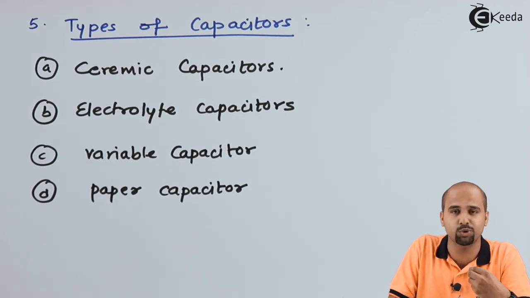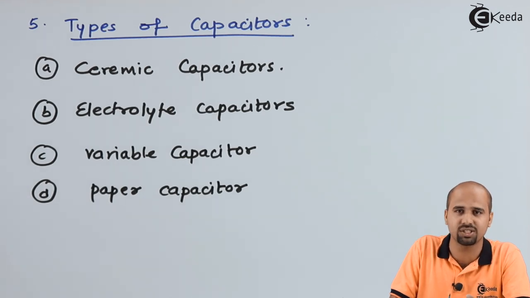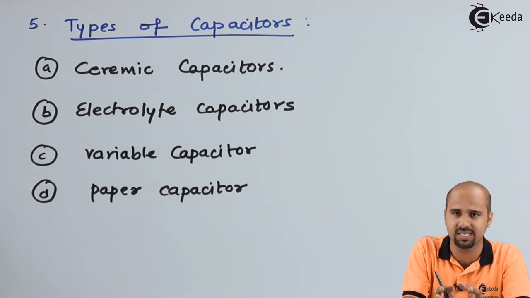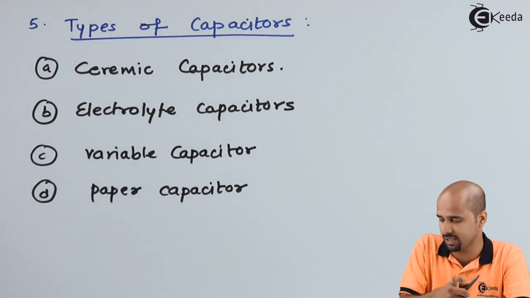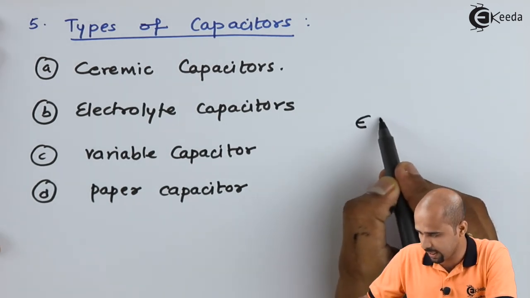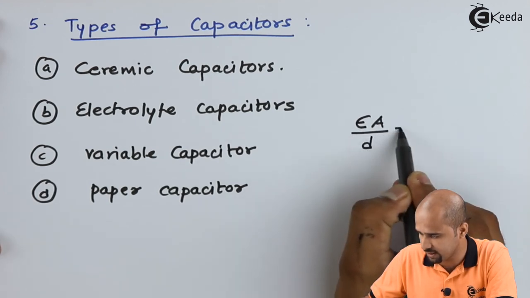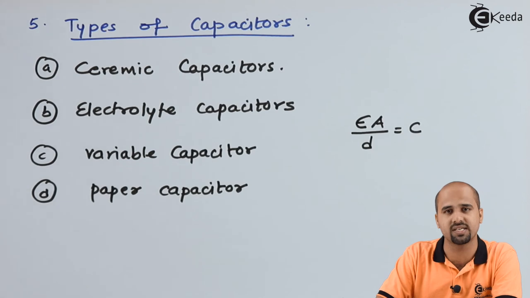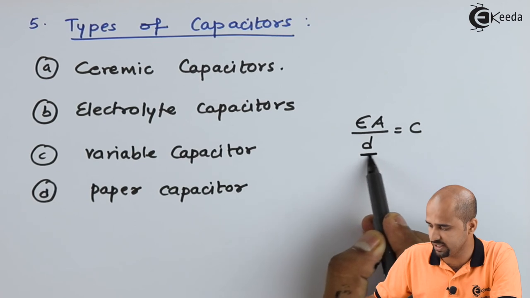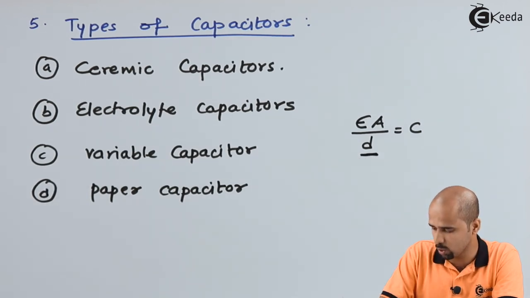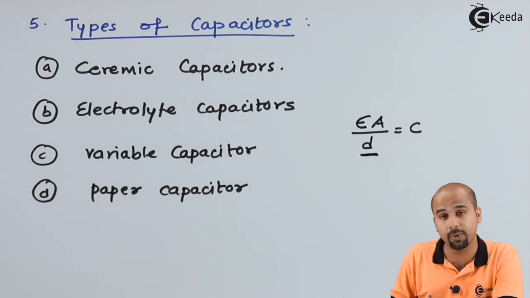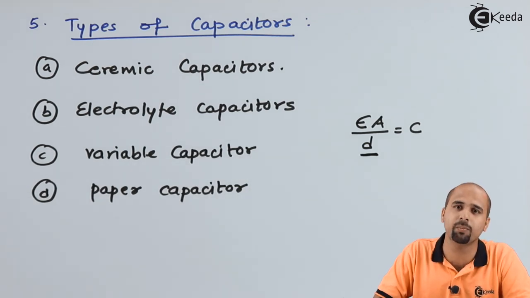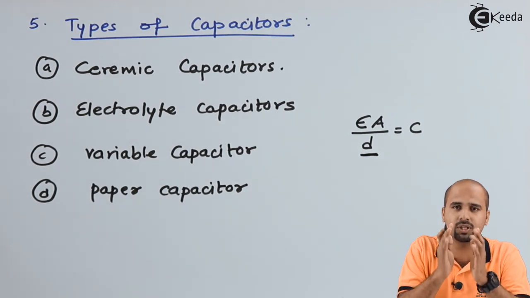So there is some knob which is placed to change the value of the capacitor such that I can change the distance between two plates, and in this way we can change the value of the capacitance, because the capacitance value is nothing but epsilon A divided by D. We can change the value of the capacitance by changing the distance between two plates, and this is how we use the variable capacitor. Fourth is paper capacitor, in which we are placing paper as a dielectric material in between two parallel plates.